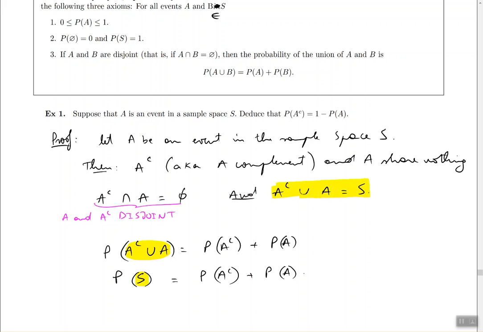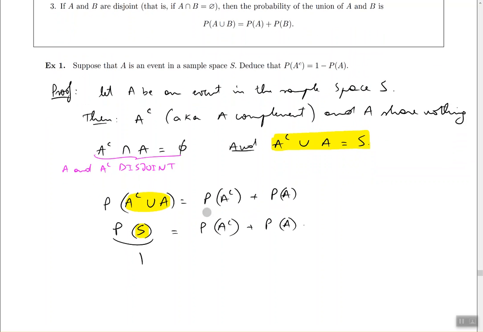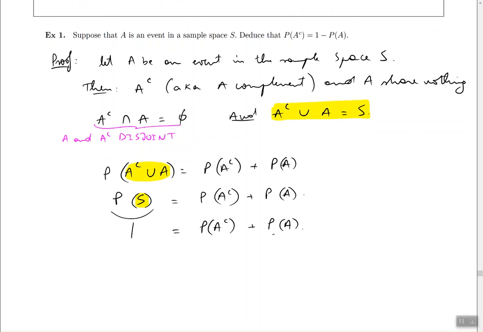That was theorem 6.2.5, I believe. But I know that the probability of the universe is equal to 1. That's because of the second axiom in my table above. So the whole thing here can be replaced with 1. And that's the probability of A complement plus the probability of A itself. And they want me to isolate the P of A complement. So I'm just going to move the P of A to the other side. And I'll end up with 1 minus P of A equals P of A complement.